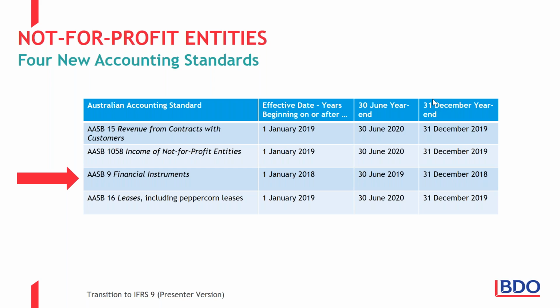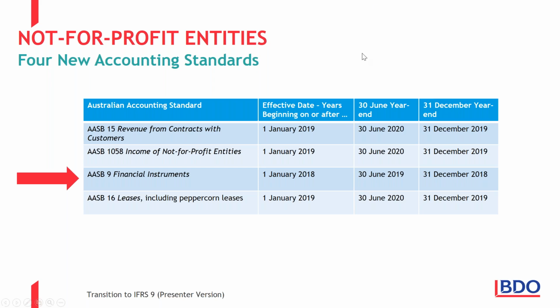So if we look at not-for-profit entities, they actually have 4 new accounting standards. And for not-for-profit entities, there's only one standard that is applicable for years beginning on or after 1 January 2018, and that is IFRS 9. So IFRS 15, AASB 1058, the Australia-specific one, and IFRS 16 a year later, years beginning on or after 1 January 2019.